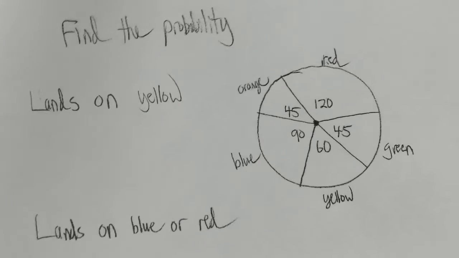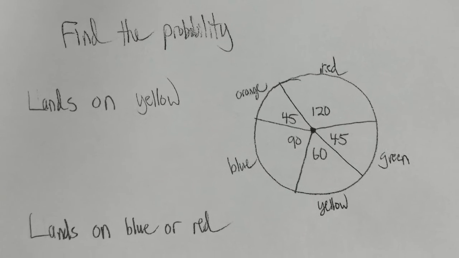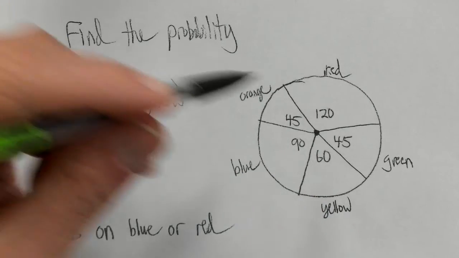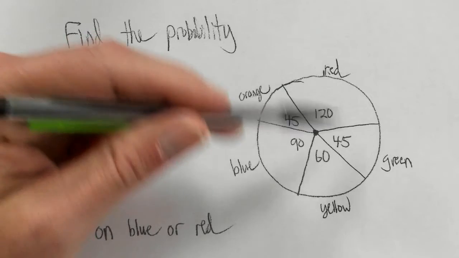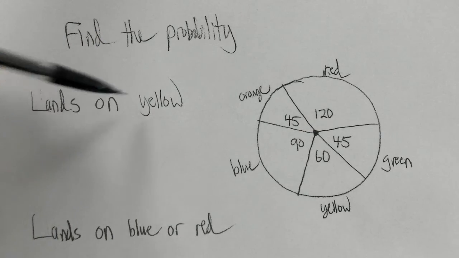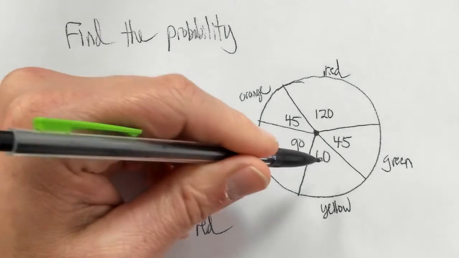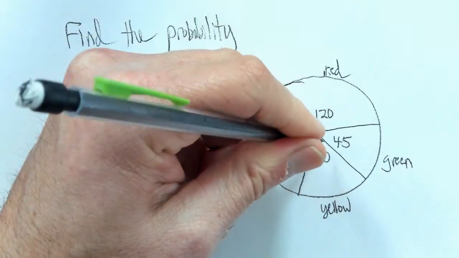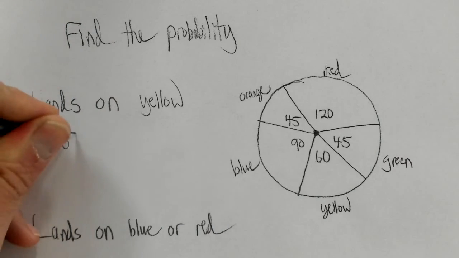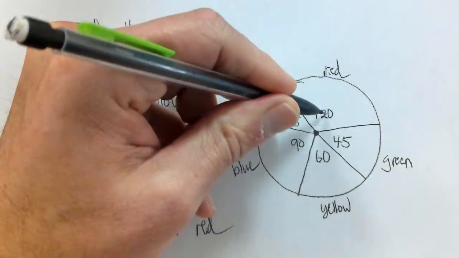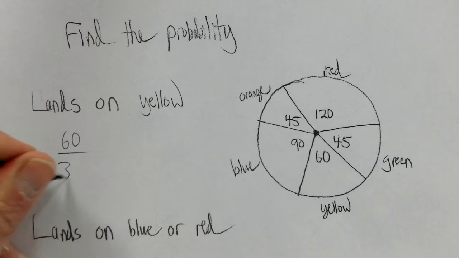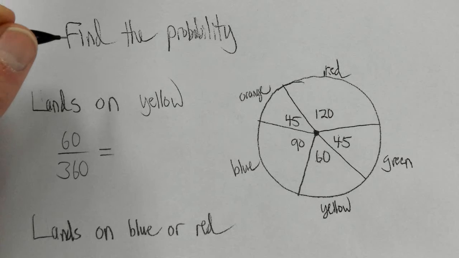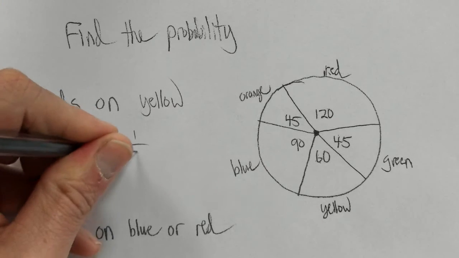Okay, so probability problems can be expressed in different ways. For example, this time we have a chart that we're looking at, and let's say this is a spinner and you're spinning the arrow. What's the probability that it lands on yellow? Well, yellow is 60, and this is expressed in degrees. So that'd be 60 degrees out of, if we add all of these together, 360. So it's 60 out of 360 total. The probability of landing on yellow reduces down to 1/6.